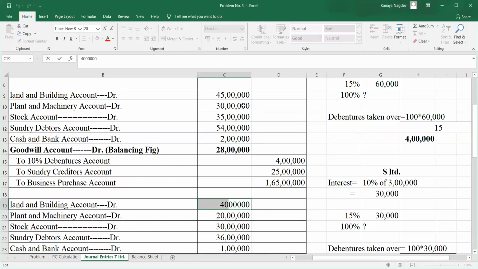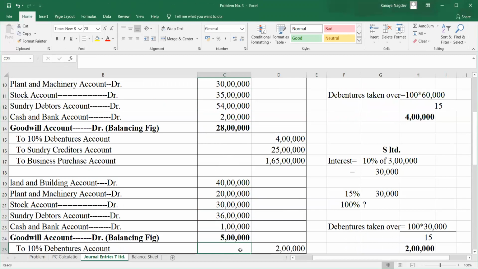85 we are going to record as land and building, plant and machinery 30 lakh plus 20 lakh as our tangible fixed asset. Both these are our tangible fixed assets. Stock 35 lakh, 30 lakh. So 65 lakh taken together will be our current asset inventories. 54 lakh plus 36 lakh, these combined together will be your trade receivables. Cash will be 2 lakh plus 1 lakh. 3 lakh rupees will be cash as our current asset. Goodwill, here 28 lakh, here 5 lakh.